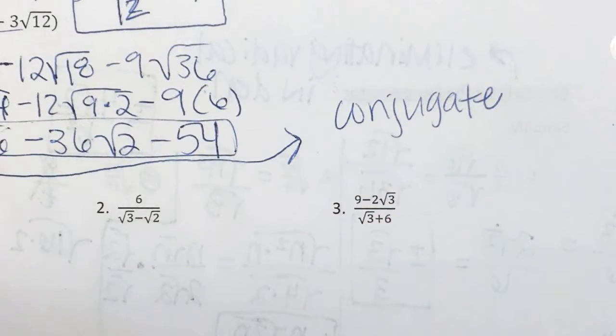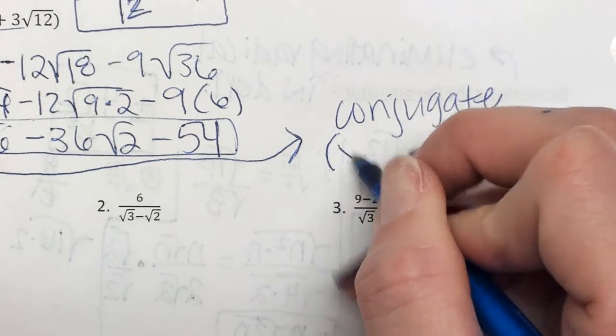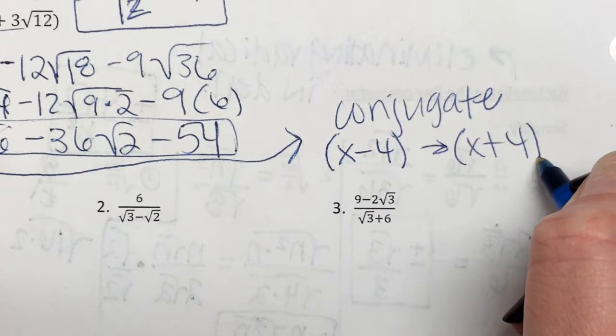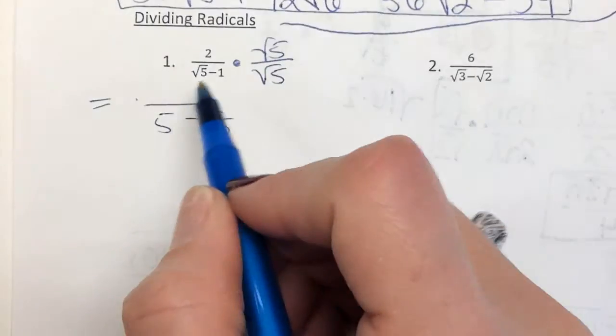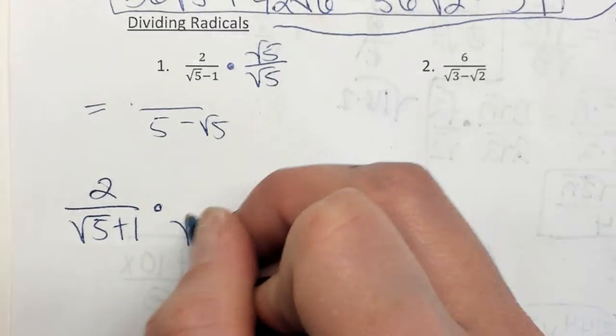And conjugate is a real fancy word for a simple thing. The conjugate of x minus 4 would be x plus 4. What's the difference between these two? Just the middle sign. That's all. So the conjugate of the square root of 5 minus 1 would be what? Yep, square root of 5 plus 1.